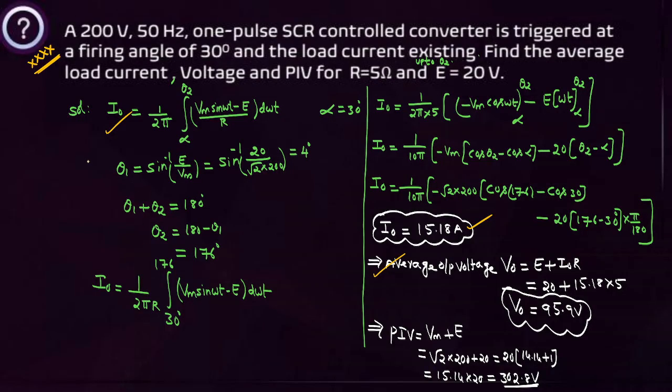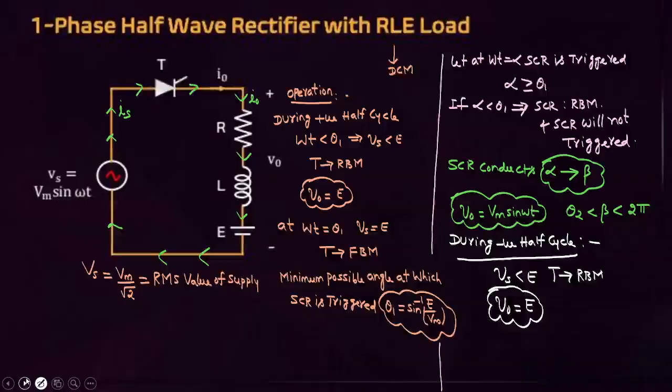Theta 1 is sin inverse E by Vm. What is the minimum angle at which SCR is triggered? This is the theta 1, I got 4 degrees, but the given firing angle is 30 degrees. If firing angle is not given, as the minimum angle you have to take theta 1. Then peak inverse voltage is Vm plus E. This is about single phase half wave control rectifier with RE loads.